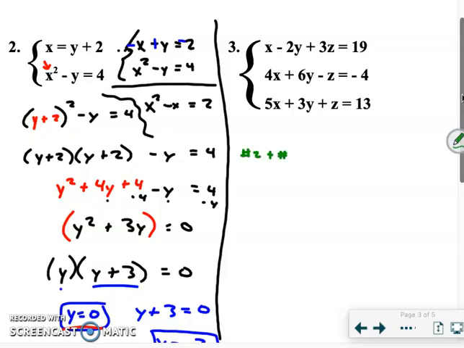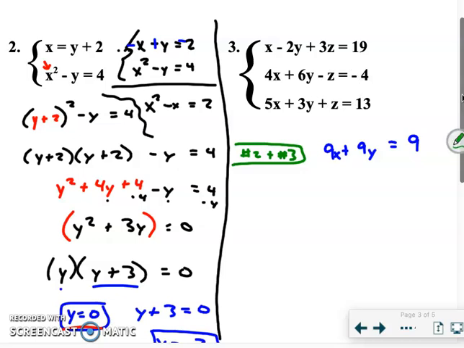So if I were to combine row 2 and row 3 together, again, simple as could be, we're going to look at 4x plus 5x to get 9x. We'll look at 6y plus 3y to get 9y. We look at negative z, positive z, they cancel. Excuse me, we look at negative 4 plus 13. All right, so off to a great start.